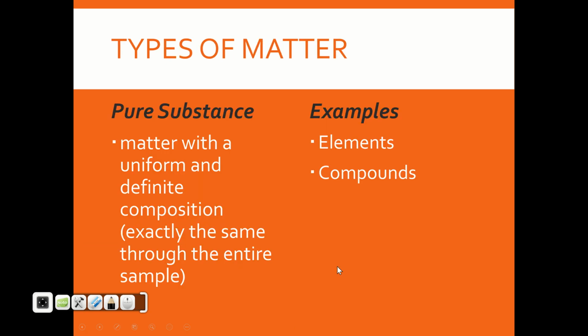There are two general categories of matter. Our first type is pure substances. As the name implies, this means it's completely made up of one type of substance, one type of matter. The entire thing is uniform. We're going to be using that word some. Uniform means it's the same throughout. Examples of pure substances are things we've been using all year: elements and compounds. If I have an element like gold or silver, a gold bar is a pure substance because it's entirely made up of gold atoms.